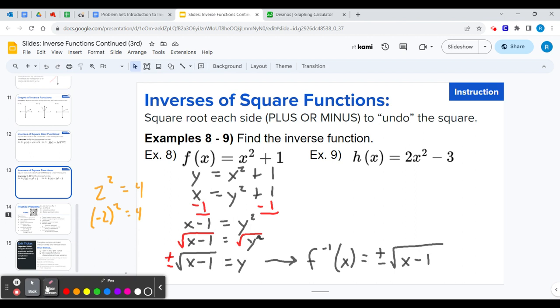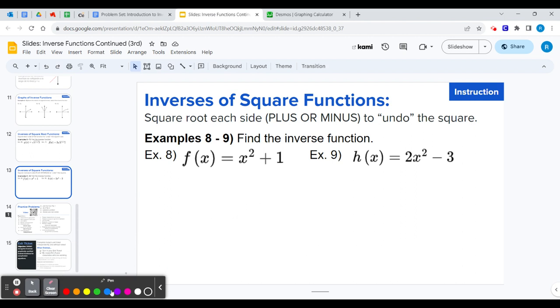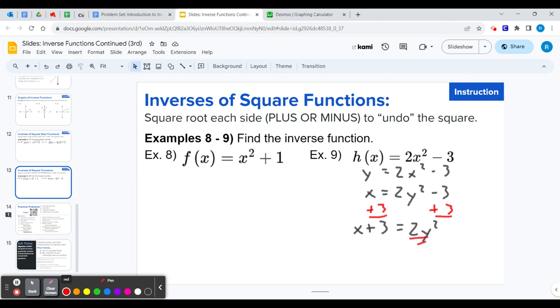So let's see that in one more example, example 9. Go through our normal steps. We get y equals 2x squared minus 3. Then we can swap these around: x equals 2y squared minus 3. We can add 3 to both sides. We get x plus 3 equals 2y squared. Then we need to divide out 2 from both sides to get y squared by itself.